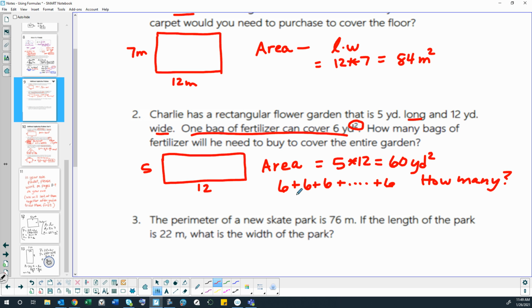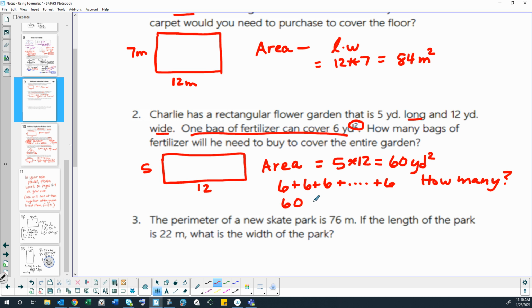I'm writing out this list of 6s adding together because each package of fertilizer would be 6, but that doesn't mean you have to write it out this way. I'm just trying to help you think about it. See if you can help me think of how we would figure that out. How many are we going to add together to get 60? What kind of math problem would that be?